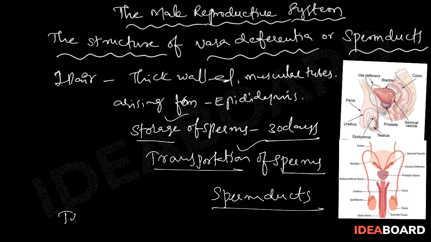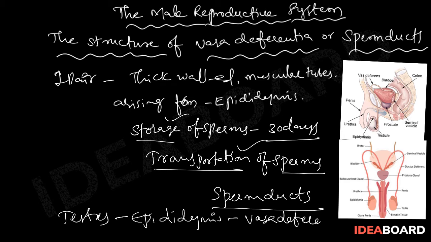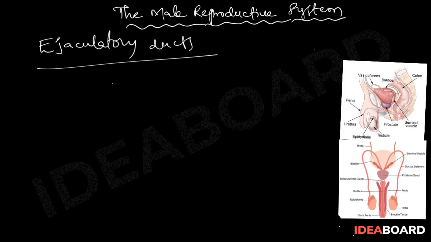Now the sperms reach from the testis to the epididymis, from the epididymis to the vasa deferentia, and from the vasa deferentia they reach the ejaculatory ducts. In the ejaculatory ducts, the sperms combine with the seminal fluid and form the semen. After the vasa deferentia, the next part in the human male reproductive system is the ejaculatory duct.